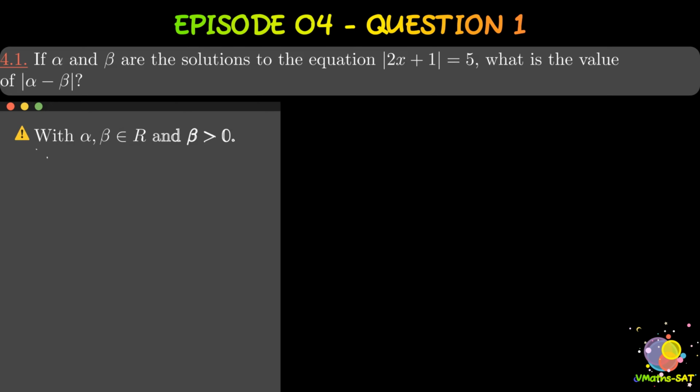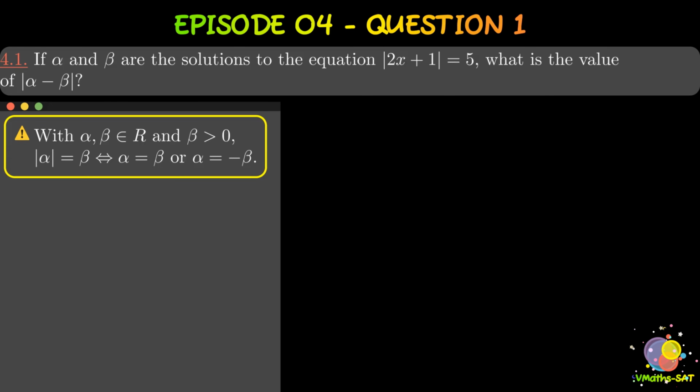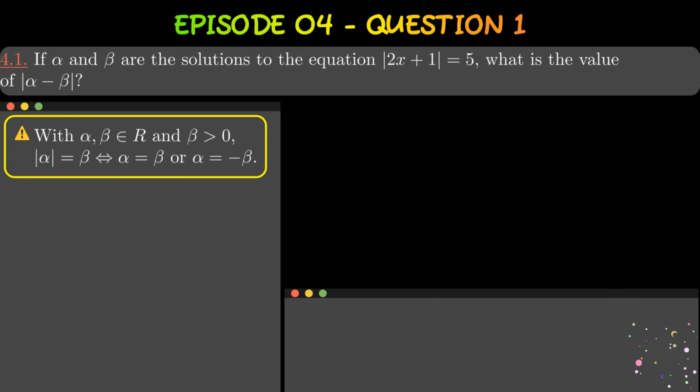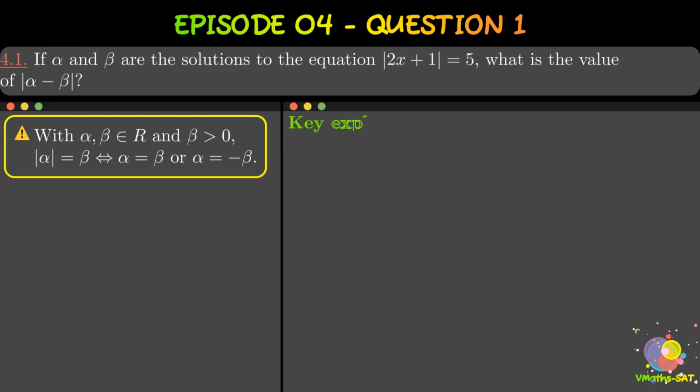Note that with alpha, beta are 2 real numbers and beta is positive, the absolute value of alpha is equal to beta if and only if alpha is equal to beta or alpha is equal to the negative of beta. Let's take a look at our solution.